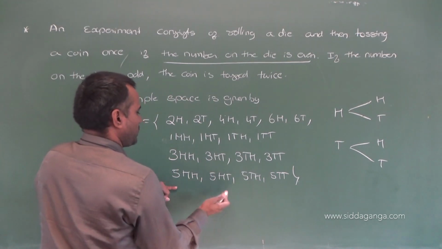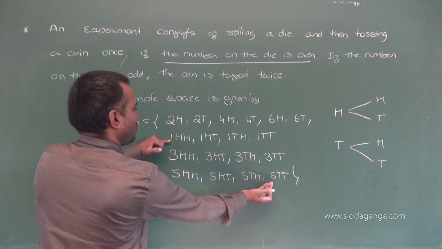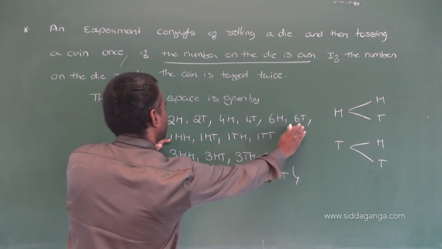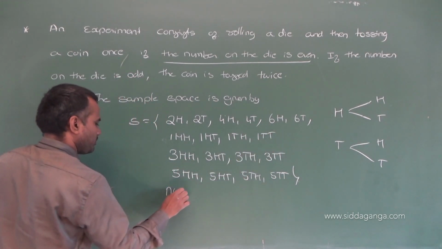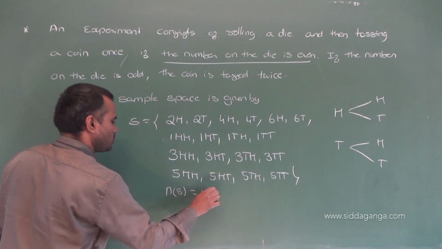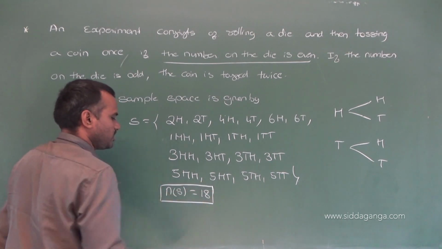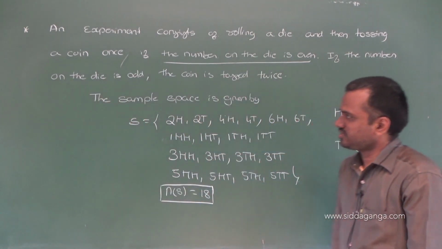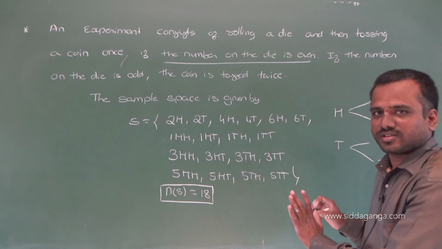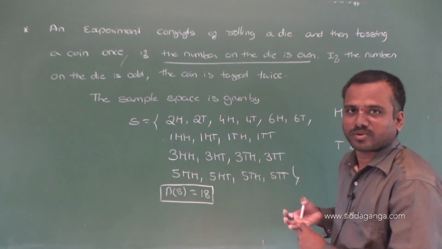So how many elements are there? 2, 4, 6, 8, 10, 12, 14, 16, 18. n(S) is equal to 18. See, this is very important about the experiment.